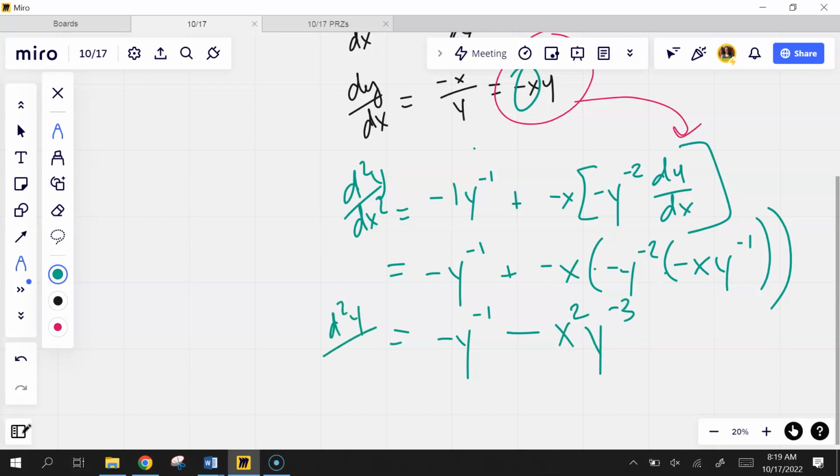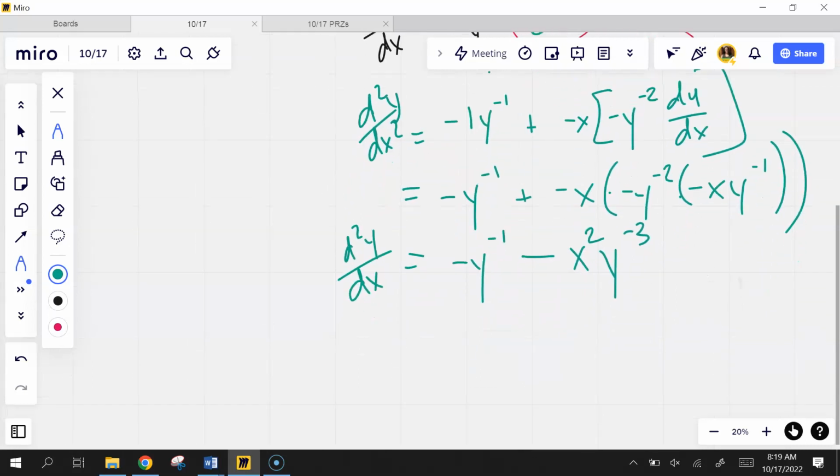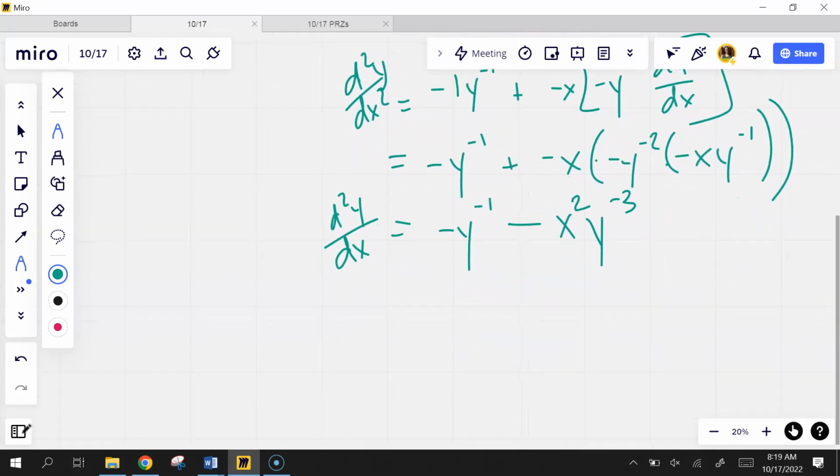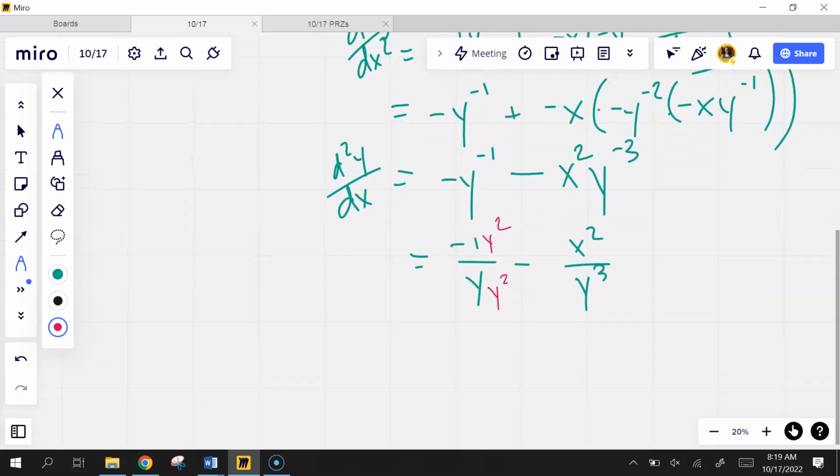If I wanted to, I could put this into a fraction and have just one. I don't know if that's the way they did it in your book or not. Yeah. This would be negative 1 over y. This would be x squared over y cubed. So this one needs what? y squared. So I end up with negative y squared minus x squared over y cubed.